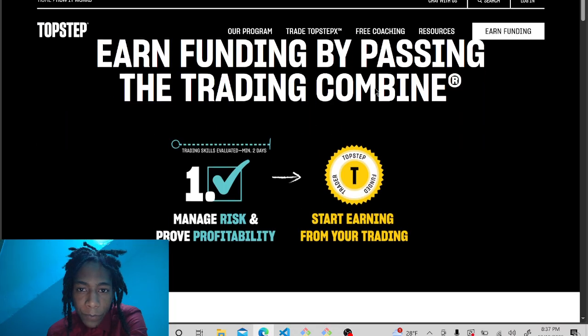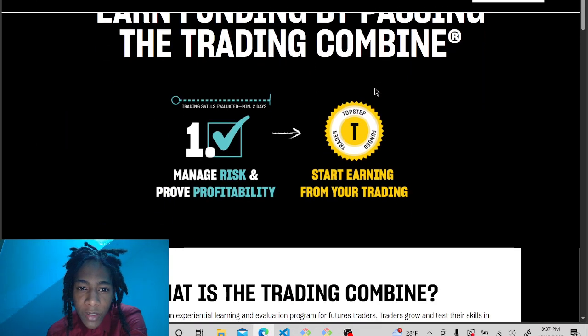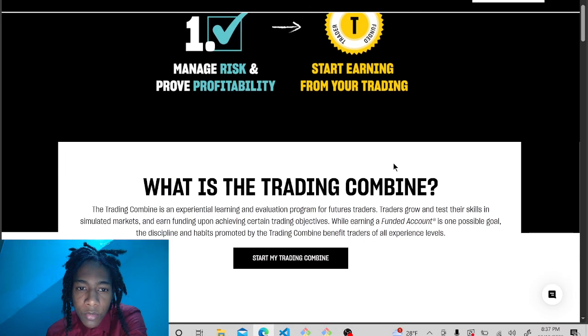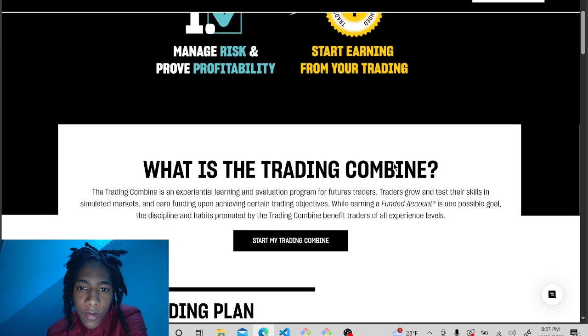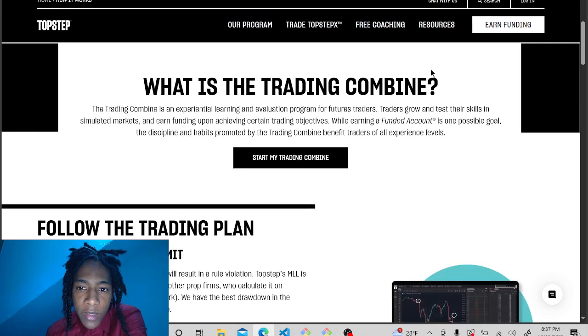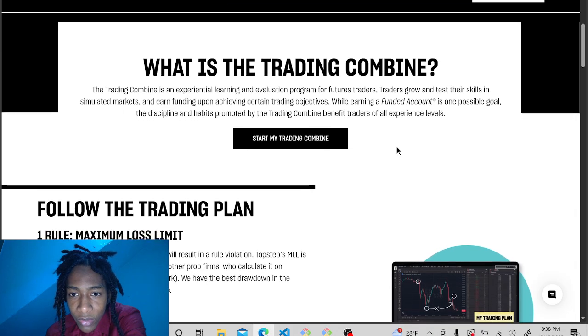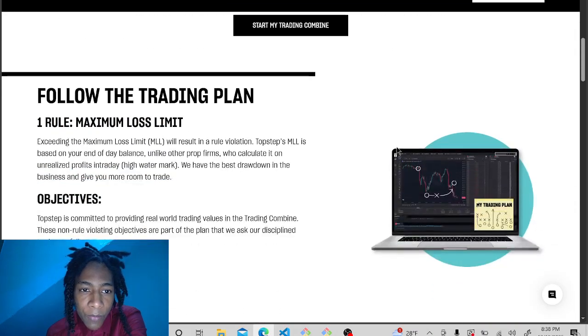Earn funding by passing the Trading Combine. Manage risk and improve profitability. Start earning from your trading. What is the Trading Combine? The Trading Combine is an experiential learning and evaluation program for futures traders. Traders grow and test their skills in simulated markets and earn funding upon achieving certain trading objectives. While earning a funded account is one possible goal, the discipline and habits promoted by the Trading Combine benefit traders of all experience levels.